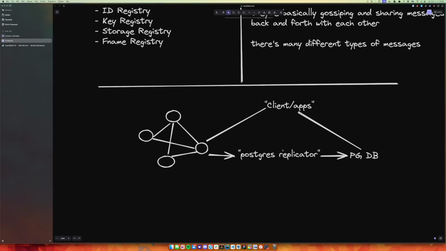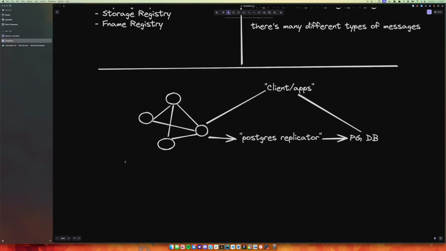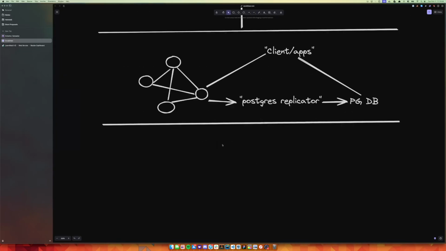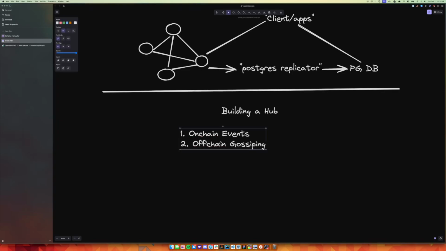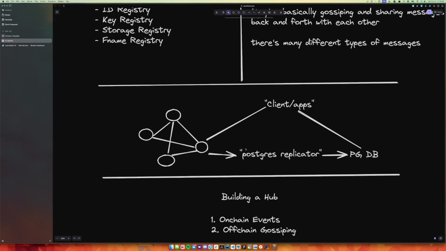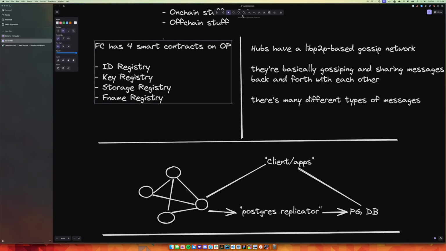Again, I'm talking about this because this is actually fairly important. We'll come back to why, but just know that this exists. This is a thing. So when it comes to building a hub, we need to handle both of these things, right? We need to handle on-chain events and we need to handle off-chain gossiping. So you can think of it like, we're listening to events on these smart contracts, and let's say anytime a new FID is registered, this contract will emit some sort of event.